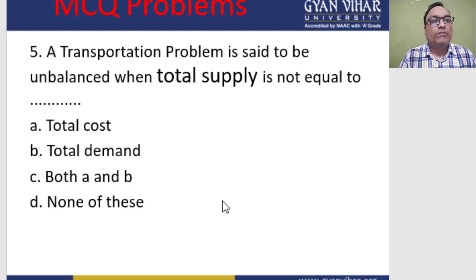In question number 5, a transportation problem is said to be unbalanced when total supply is not equal to the total cost, total demand, both A and B, and none of these. So in the case of an unbalanced problem, total supply is not equal to total demand. So the B option is right for this question. And then move to the next problem.